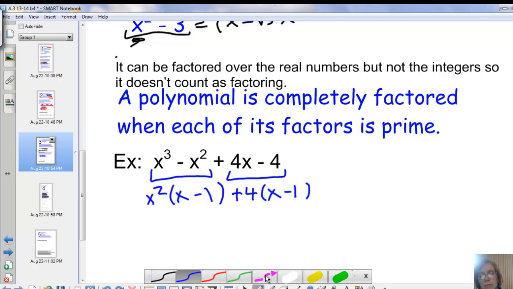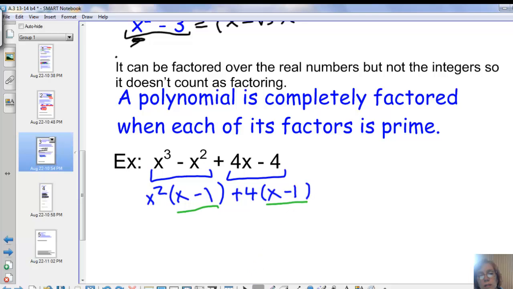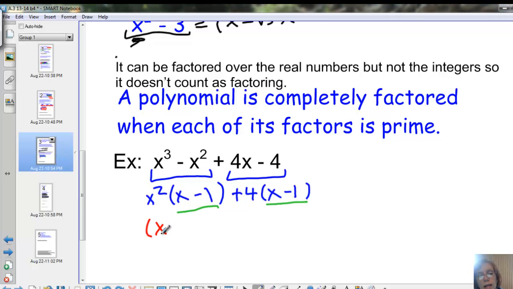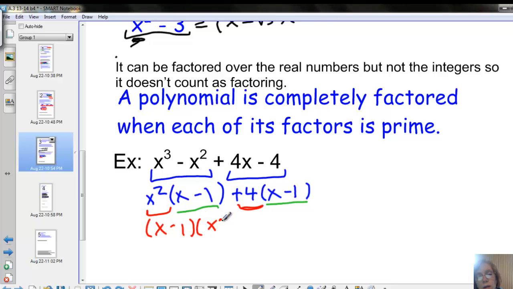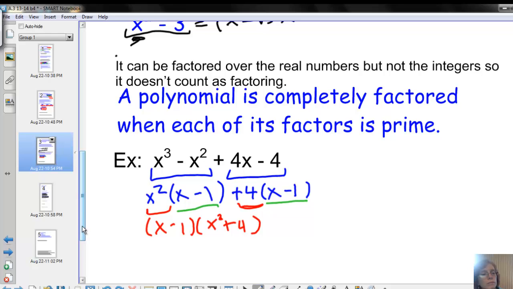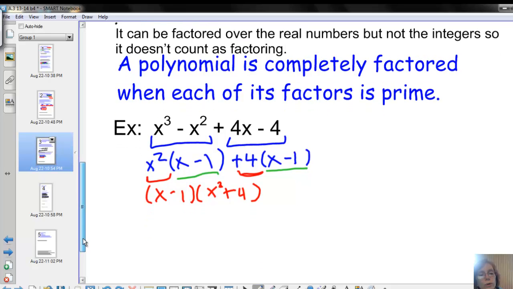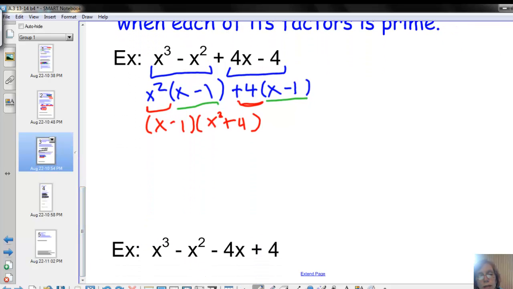Do we have the same thing in parentheses here and here? We do, and because we have the same thing, that means we can factor that out in front. So we would write this as x minus 1, and what's left is this and this, which goes in its own parentheses, times x squared plus 4. That's how we go about factoring if we have 4 terms. Let's try one more example like that.